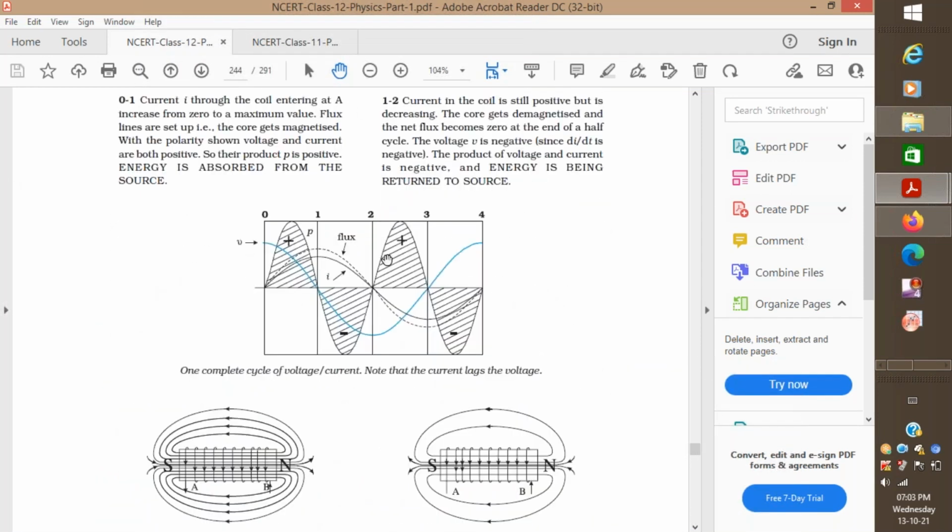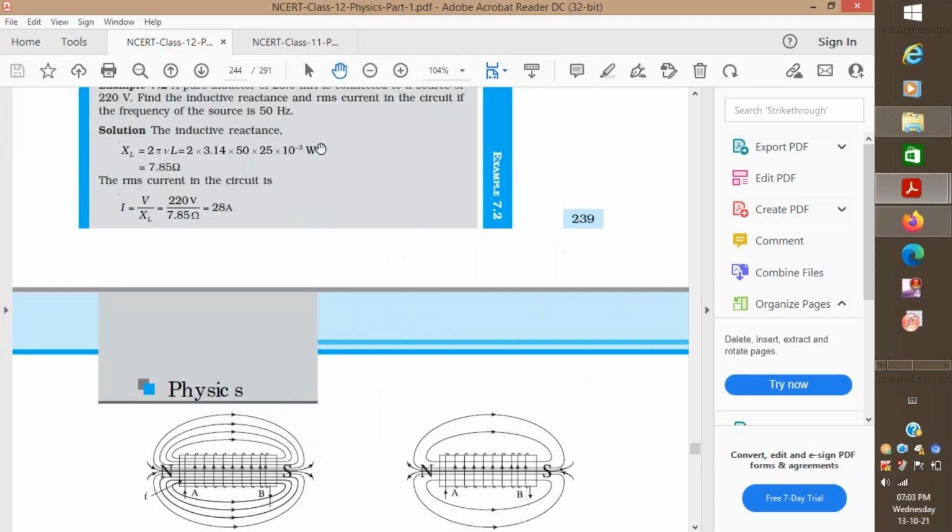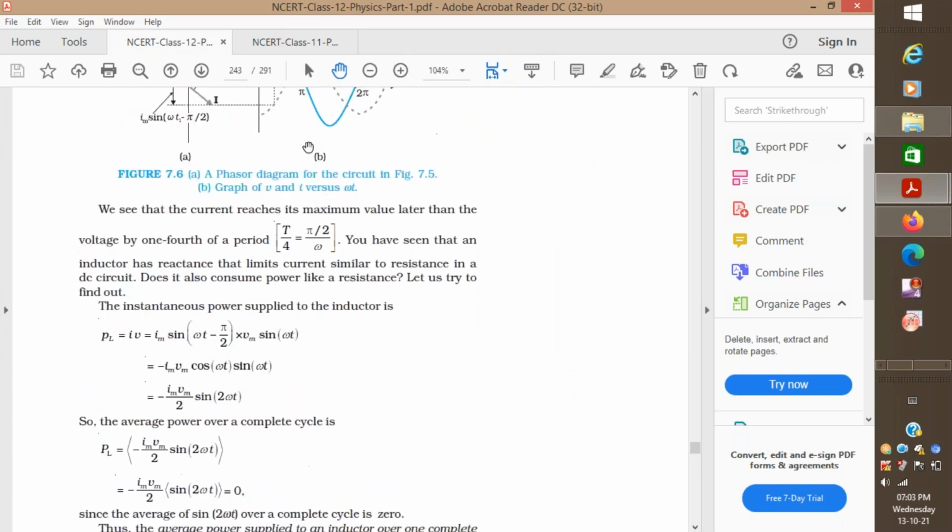So the current which is flowing in this inductive circuit when an AC signal is applied to the inductor is called wattless current, because it does not consume any power from the source. Okay, so this is how we finish this topic, the purely inductive circuit.